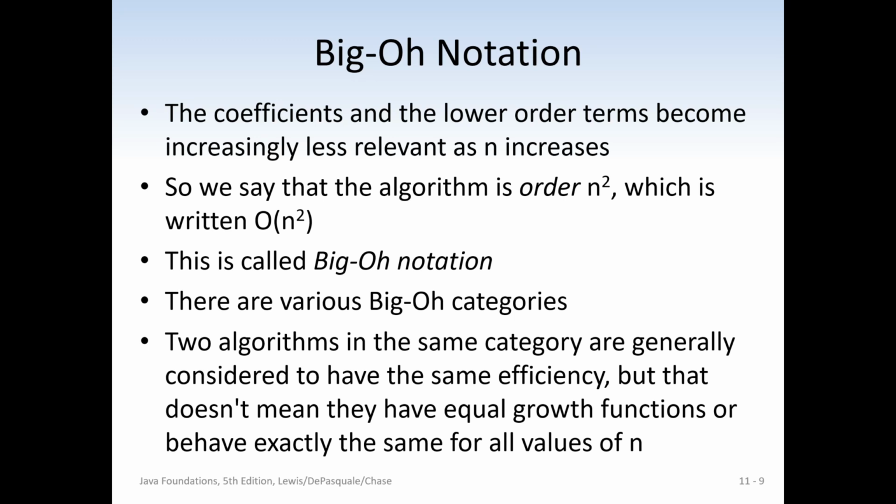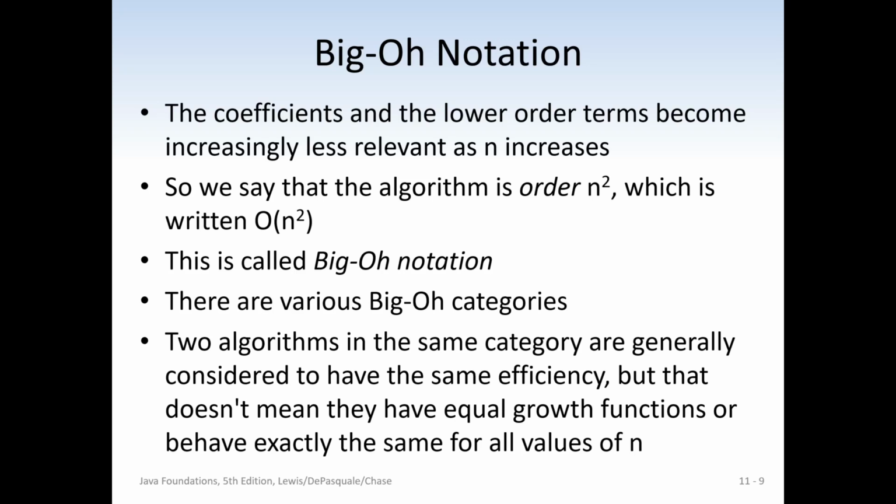So there are various big O categories. Two algorithms in the same category are generally considered to have the same efficiency, but that doesn't mean that they actually have equal growth functions or behave exactly the same for all values of n. You may have two n squared algorithms. One may have smaller coefficients, or may work better on smaller data sets or under certain circumstances. It doesn't mean that they always behave exactly the same. It just means that comparatively speaking, they behave about the same.